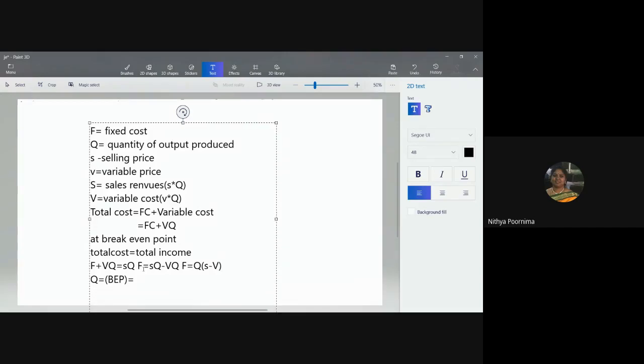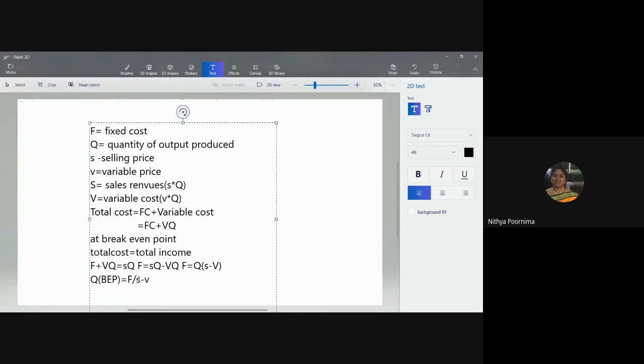Now I want the break-even point, that is Q. Q is equal to what now? F divided by S minus V. Q equals F divided by S minus V. Is it clear, boys? So this is the formula for break-even point.